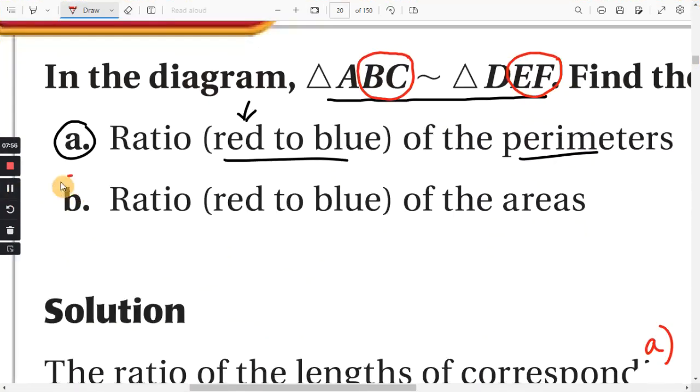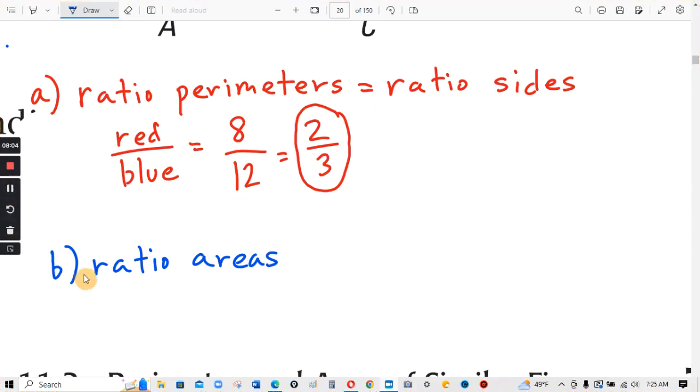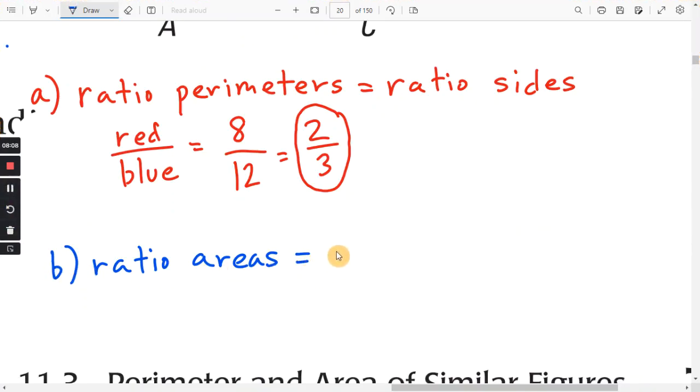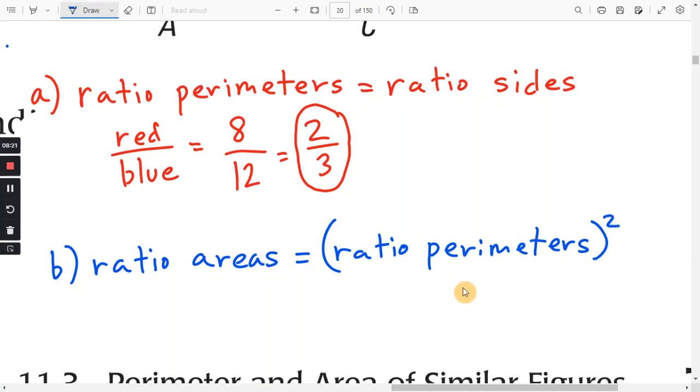Part B, ratio of the areas, red to blue. So red is in the numerator, and we're looking for the areas. Okay, so we said the ratio of the areas is the same as the ratio of the perimeters squared. All right, we have to square it. So we did the ratio of the perimeters. We got 2/3.